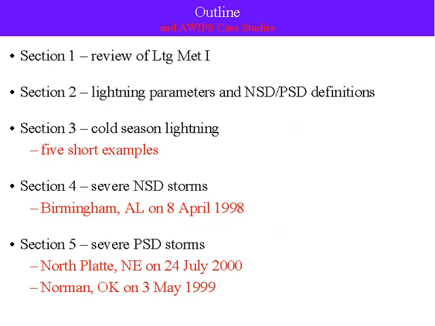Section 1 will be a brief review of Lightning Meteorology 1. Section 2 will talk about the lightning parameters and discuss the NSD and PSD definitions. Section 3 will be cold season lightning, and we'll look at 5 short examples. Section 4 will discuss severe NSD storms and look at a case study from Birmingham, Alabama from 8 April of '98. And finally, Section 5 will talk about severe PSD storms and look at a couple of case studies, the first from North Platte, Nebraska, and the second from Norman, Oklahoma.